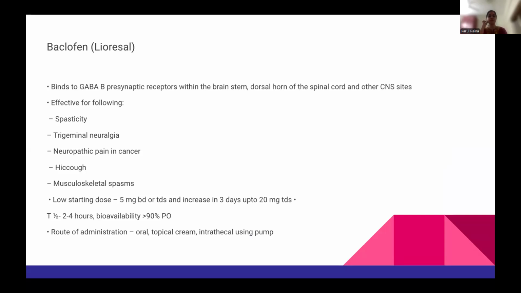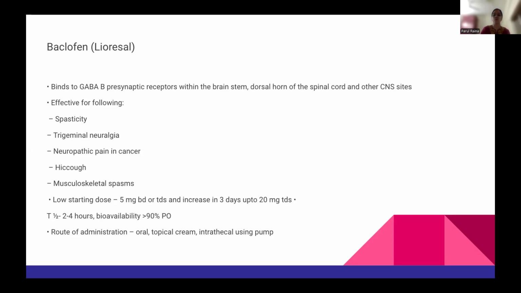Coming to baclofen. Its mechanism is that it binds to the GABA-B presynaptic receptors within the brainstem, dorsal horn of the spinal cord, and other CNS sites. It is effective for spasticity, trigeminal neuralgia, neuropathic pain in cancers, refractory hiccups, and musculoskeletal spasm. We start with a dose of 5 mg BD or TDS, and we can increase up to 20 mg TDS. Half-life is 2 to 4 hours, but the oral availability is more than 90%.